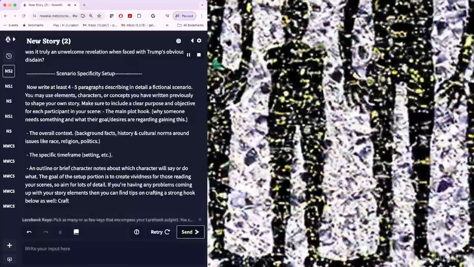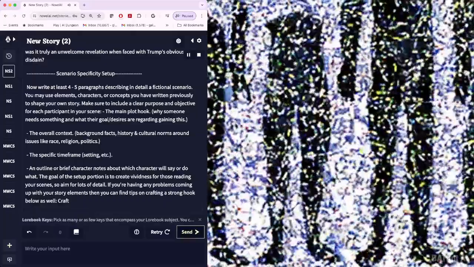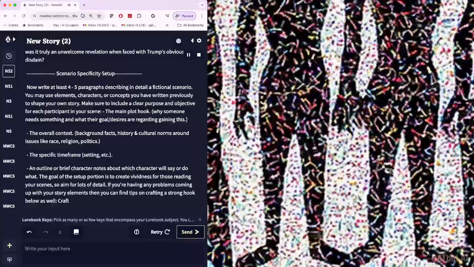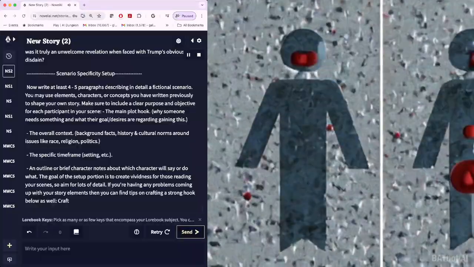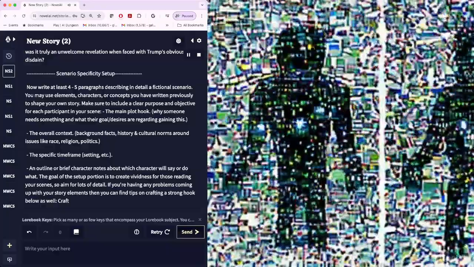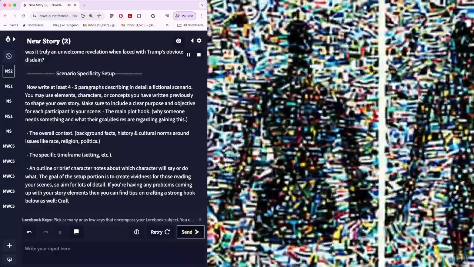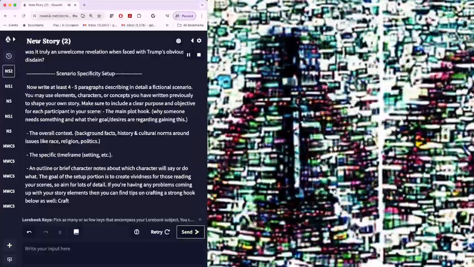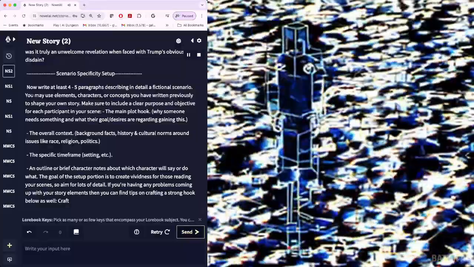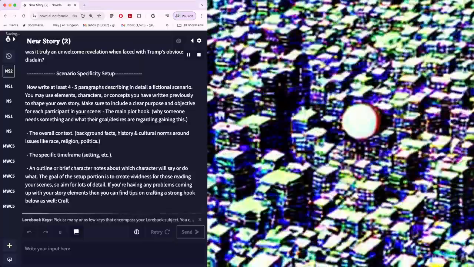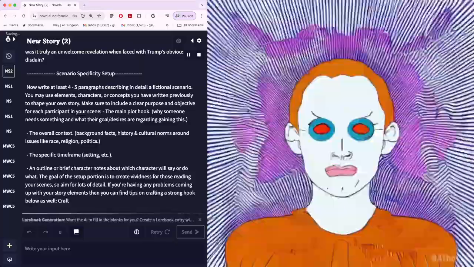Now write at least 4 or 5 paragraphs describing in detail a fictional scenario. You may use elements, characters, or concepts you have written previously to shape your own story. Make sure to include a clear purpose and objective for each participant in your scene. The main plot hook. Why someone needs something and what their goal/desires are regarding gaining this. The overall context. Background facts, history, and cultural norms around issues like race, religion, politics.